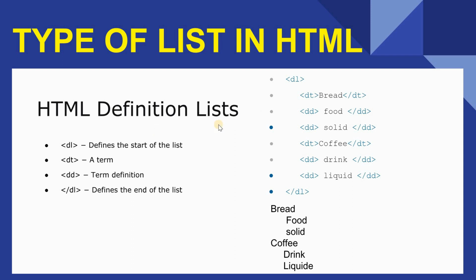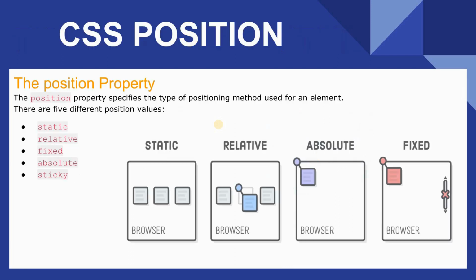Then the next thing is, what is CSS position? The CSS position specifies the type of positioning method used for an element in CSS. There are mainly five different types of CSS positioning. Those are static, relative, fixed, absolute and sticky. But mainly here we consider the first four: static, relative, fixed and absolute.